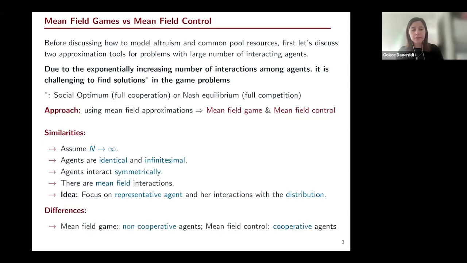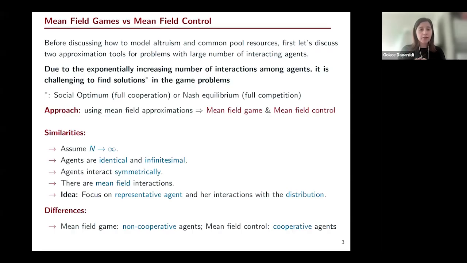So what is the difference? In the mean field game, as I said, we are going to look at the non-cooperative or competitive agents. In the mean field control, we are going to look at the cooperative agents. And I'm going to discuss a little bit the differences in the definition of these solutions later on.